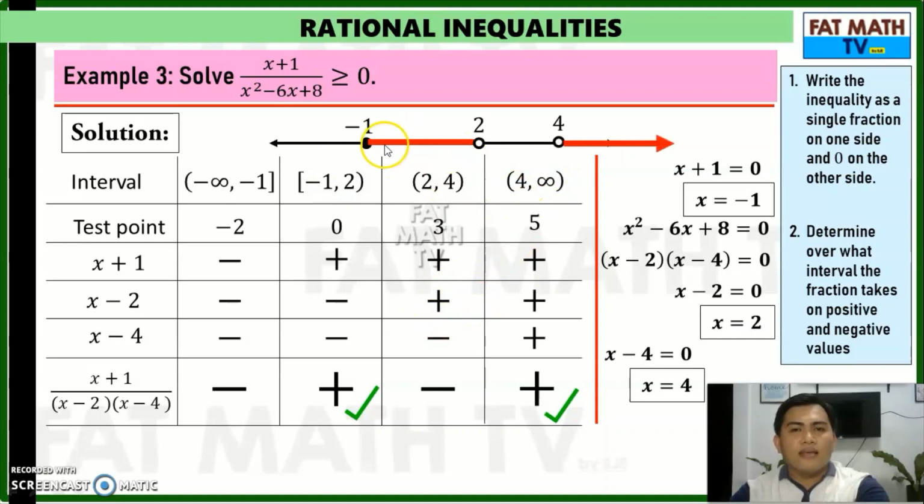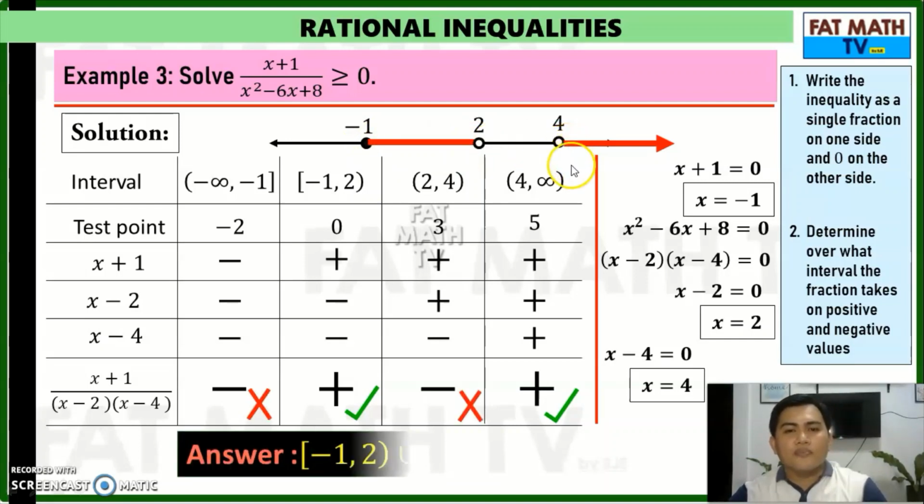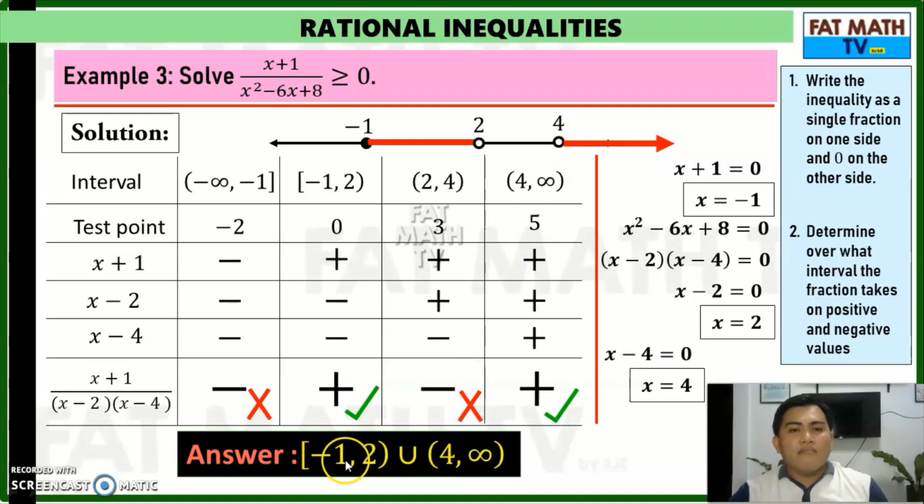Or if you want to plot that there, that's from greater than or equal to negative 1 but less than 2 or greater than 4. Okay. So here we have this answer. X can be any number greater than or equal to negative 1 but less than 2 or greater than 4.